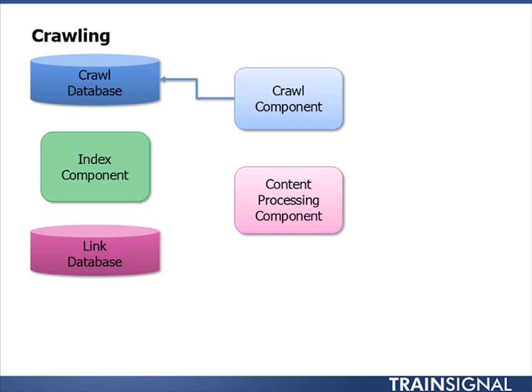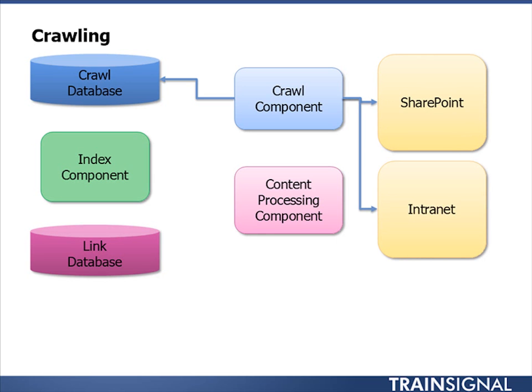Now, once they get the link, they're then going to go off and contact whatever type of system needs to be contacted. And this could be SharePoint. This could be an intranet web application. This could be Exchange public folders. It's going to go off, request the particular item, and then pass that item off to the content processing component.